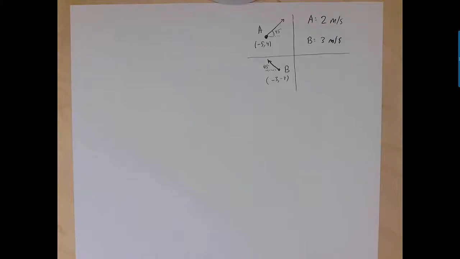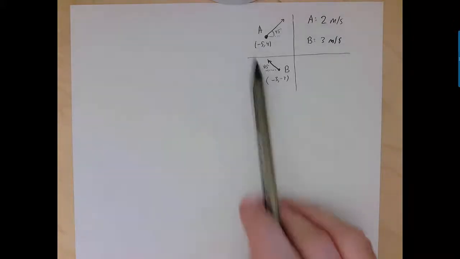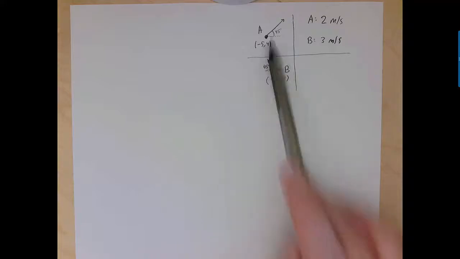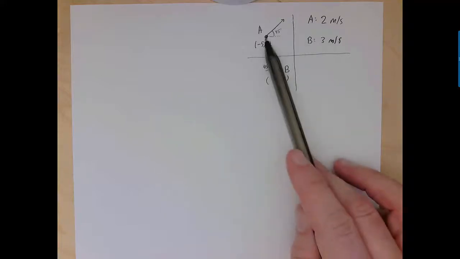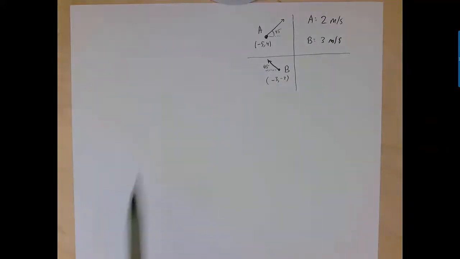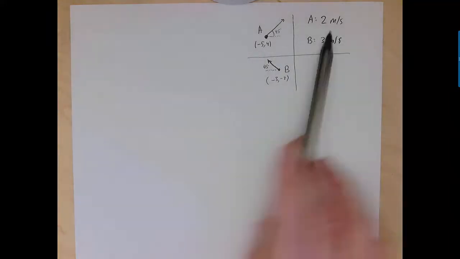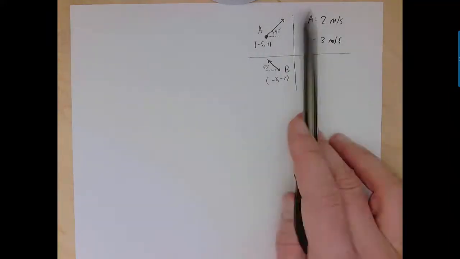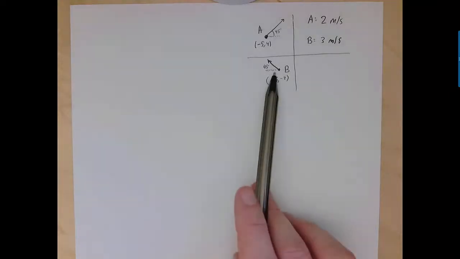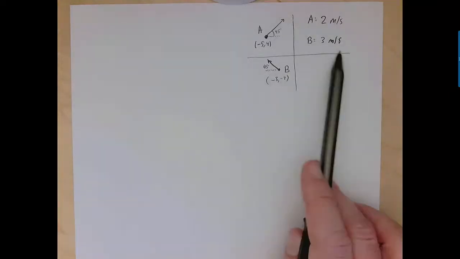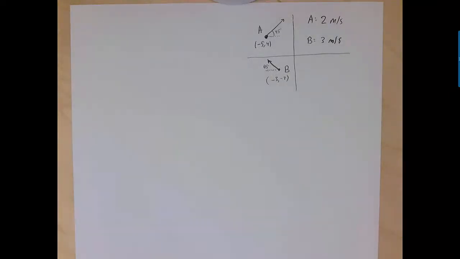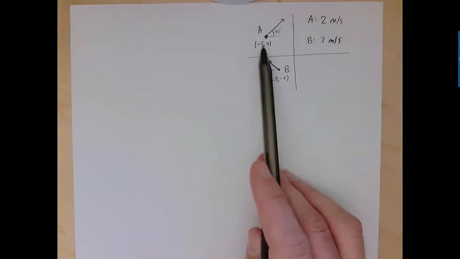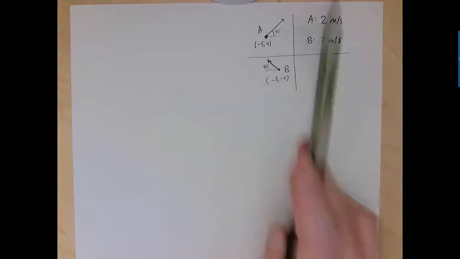Let's do problem 2. In problem 2, we've got two people, and they start at certain places, and they're moving at certain speeds in certain directions. So person A starts here, moves 2 meters a second at a 45-degree angle that way. Person B starts here, moves at 3 meters per second at a 45-degree angle that way. And what we want to do is use vector equations to describe their position over time.